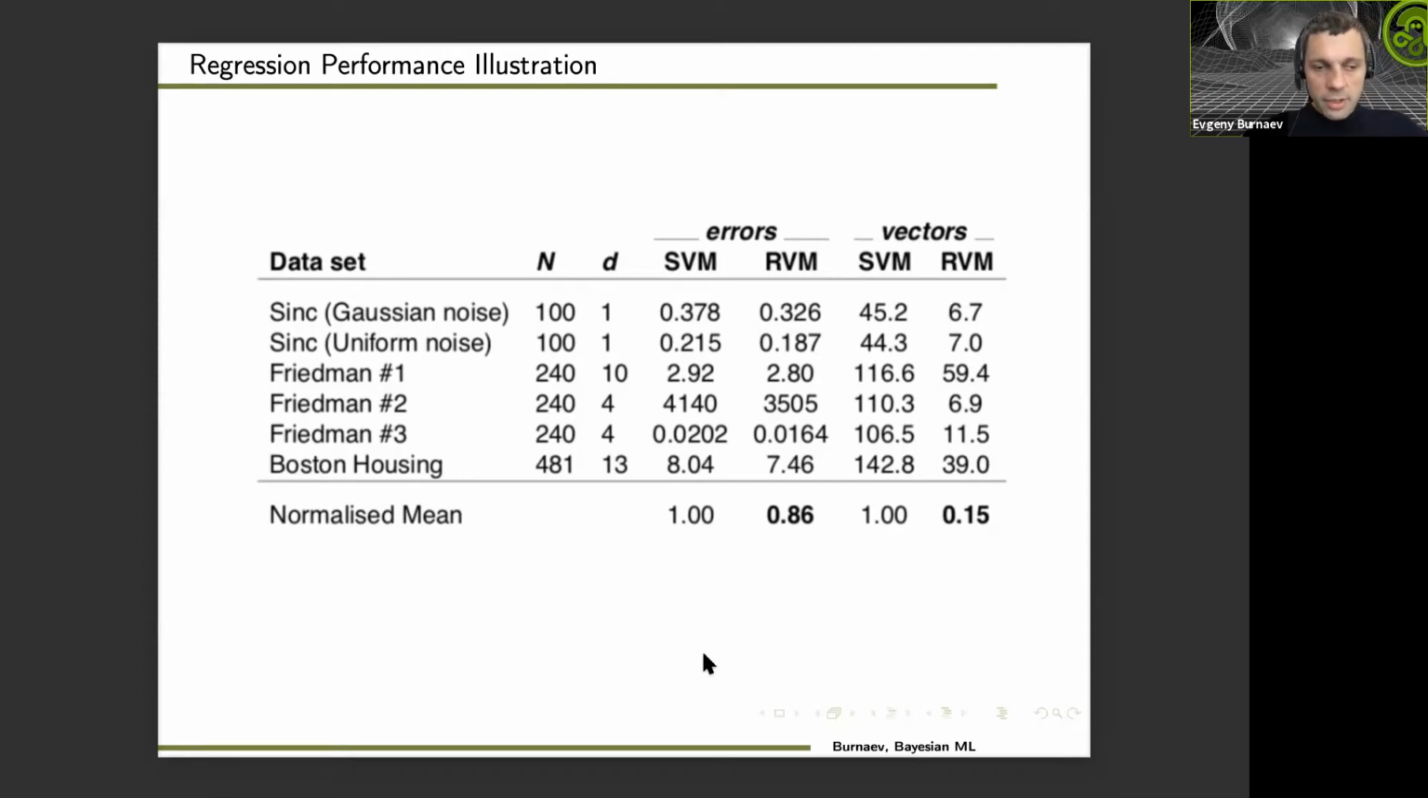And so here we compare different methods for regression construction, support vector machine and relevance vector machine. And we see that on average, a relevance vector machine achieves significantly lower error. And the number of basis functions is also significantly smaller. So relevance vector machine, of course, it's not a strict statement, but according to experimental results, often relevance vector machine allows to achieve significantly sparser results.